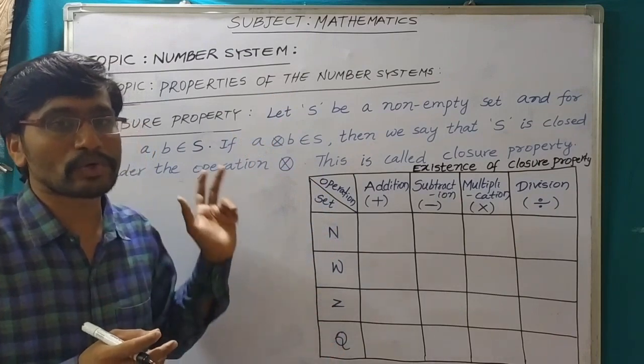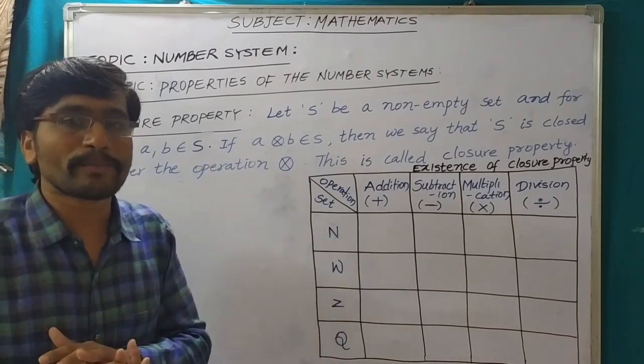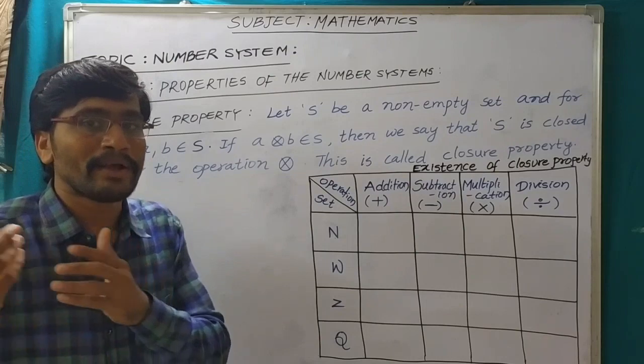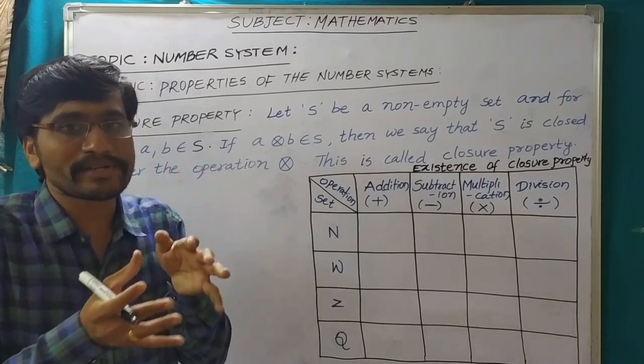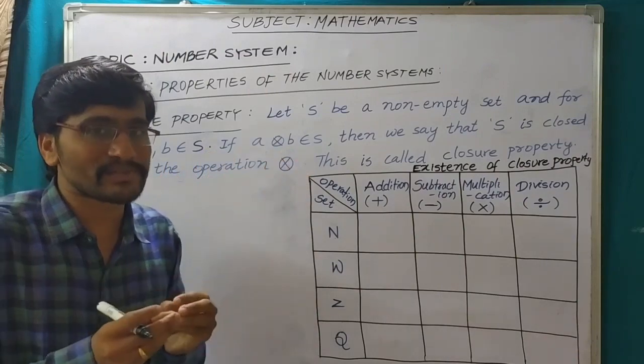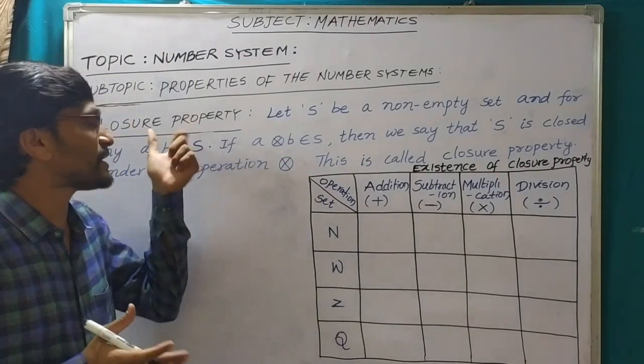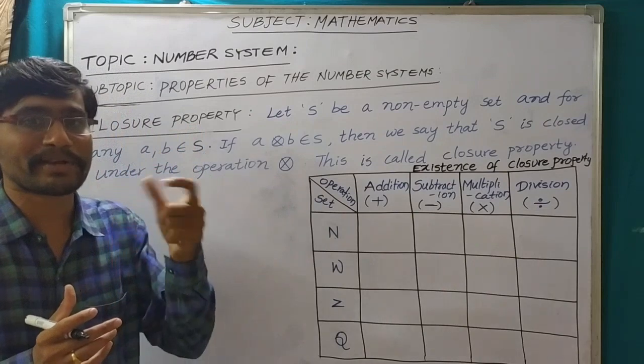In that, first one is closure property, second one commutative property, third associative property, fourth existence of identity, distributive laws. Like that we have some properties of these number systems. Let me discuss one by one clearly. In that first one is closure property. What is meant by closure property?